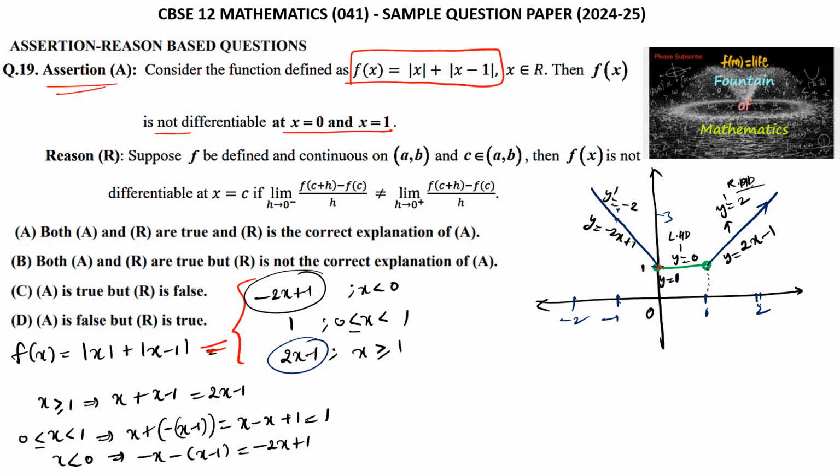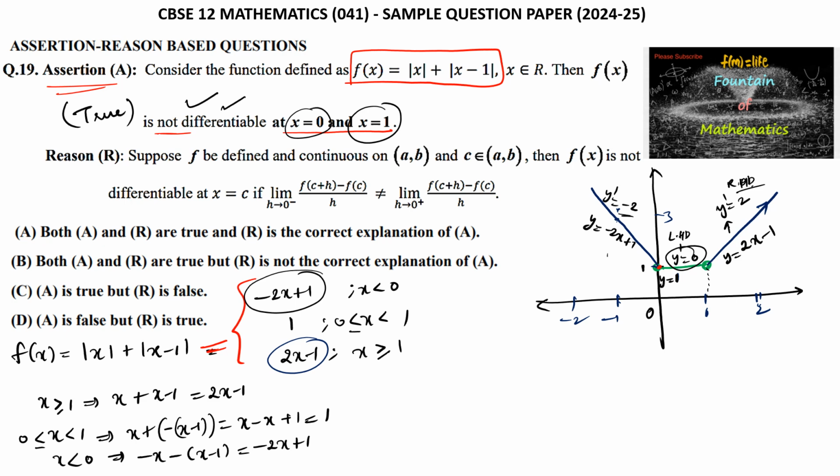Both are not equal. And hence we can say that at x is equal to 1, it is not differentiable. And at x is equal to 0, we can see the left derivative is minus 2 and the right derivative is 0. So here also we can say that at x is equal to 0 the given function is not differentiable. And hence we can say the assertion given is true.